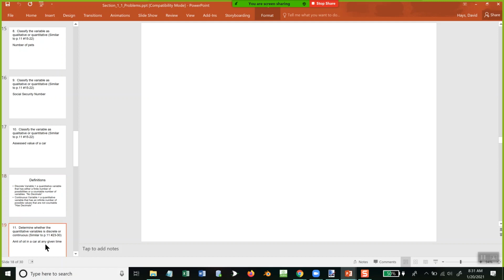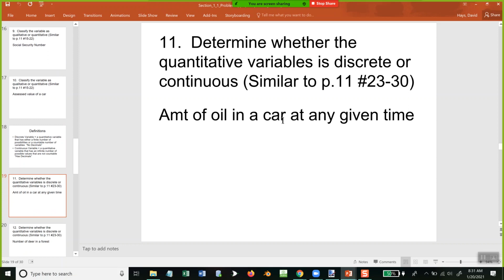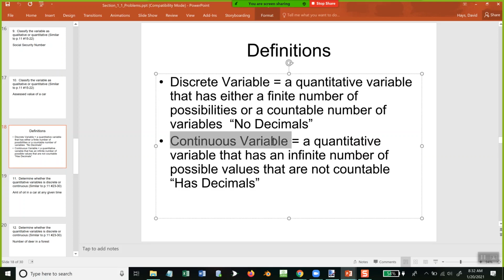So, amount of oil in a car at any given time. And boy, I haven't put oil in my car for 15 years. So hopefully I get this right. It's quarts you put in it, right? Like 5 quarts a car may hold. But does it hold exactly 5 quarts? No, it might be like 5.2 quarts, 5.25 quarts. So you can keep on measuring it at a finer level. So since it has decimals, it would be continuous.